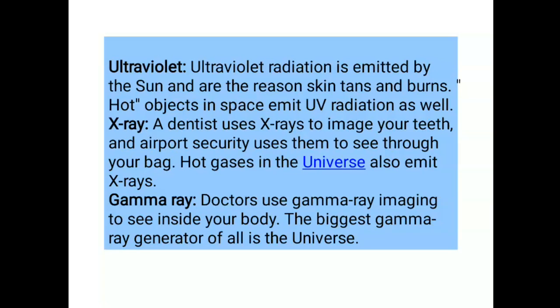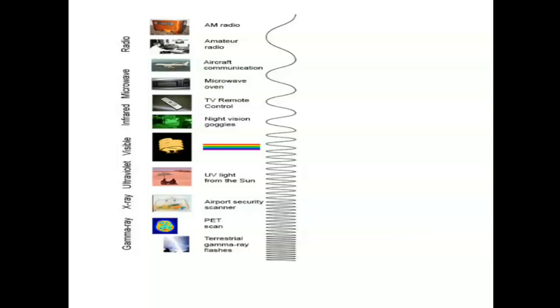X-rays, we use for taking the internal pictures, for taking the internal picture of the tooth also. Next, gamma rays, they are used by doctors for taking the images inside our body, and biggest gamma ray generator of all is the universe. So here in the diagram there are all the radiations with their probable uses.